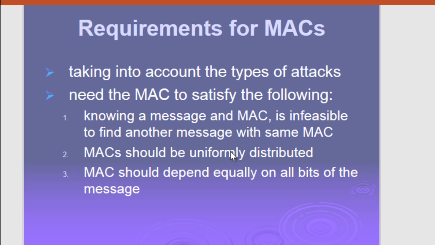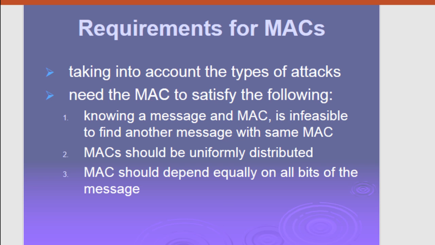The MAC has to be properly designed and properly evaluated. You have to use the uniform distribution, and the value of the MAC also depends on each and every bit of the plain text. That means if you change even a single bit or single alphabet in the plain text, it is reflected in your MAC code, so the value of the MAC code will change. That is how you can easily find out that even a single change happened to your message. So this is all about the MAC.